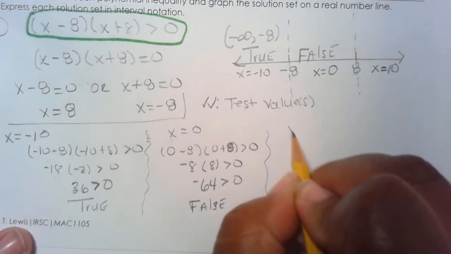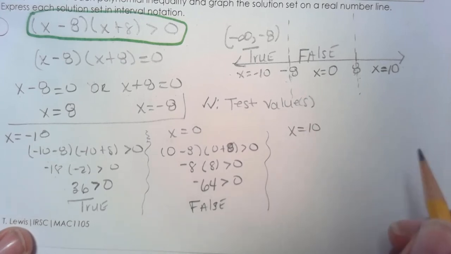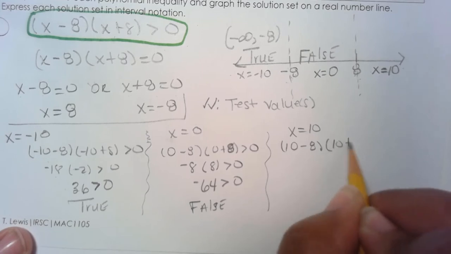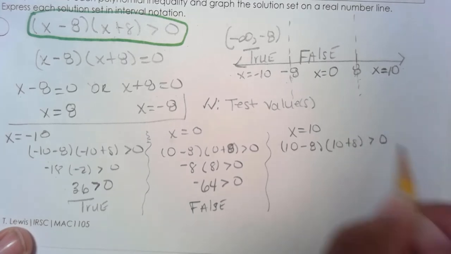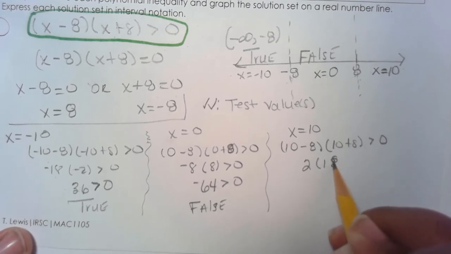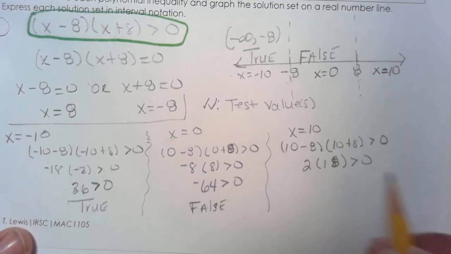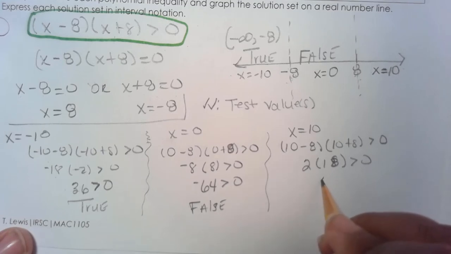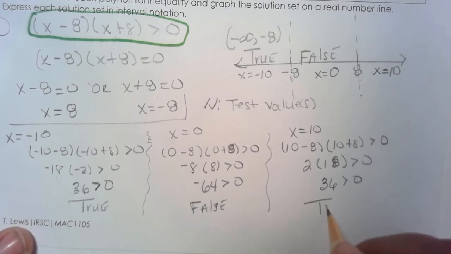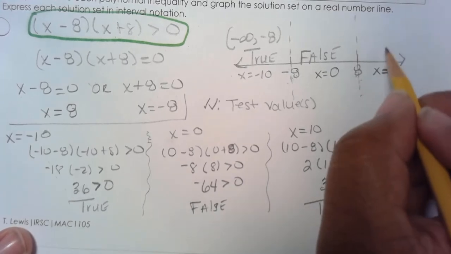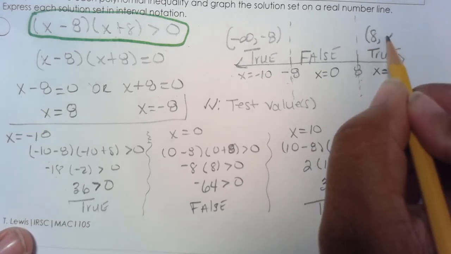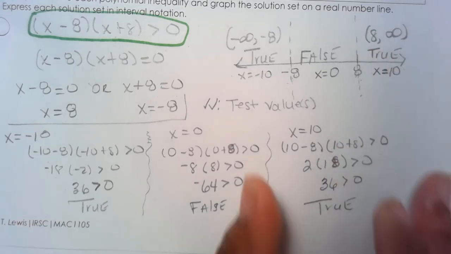Then last, when x is equal to 10, we have 10 minus 8 times 10 plus 8 greater than 0. We have 2 times 18 greater than 0. Is this true or false? Well, let's find out. We have 36 greater than 0, and that is true. So from 8 to positive infinity, those values are true.